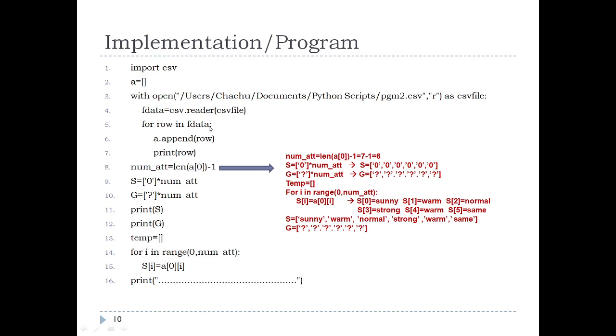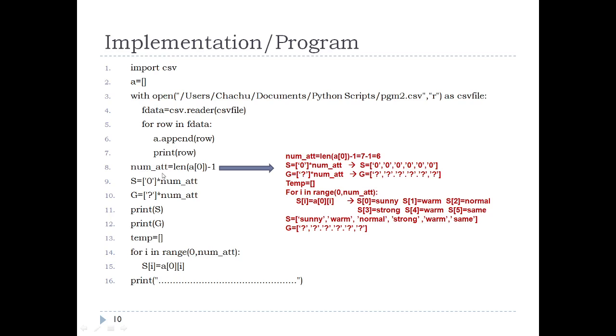So same thing we'll implement with this Python language. Here the first line is import csv. So we are importing the data set from the CSV file, and we'll create one list to store the training examples. Then we will open the CSV file in read mode as a CSV file. Then we'll copy that CSV file into a variable. Then from this variable we'll append the training examples one by one, row by row, into a list A. Then we'll just print to see the values.